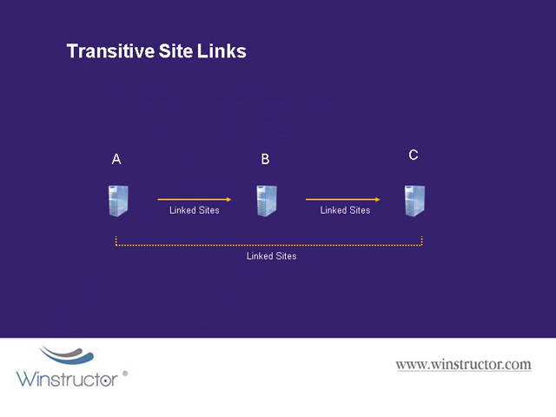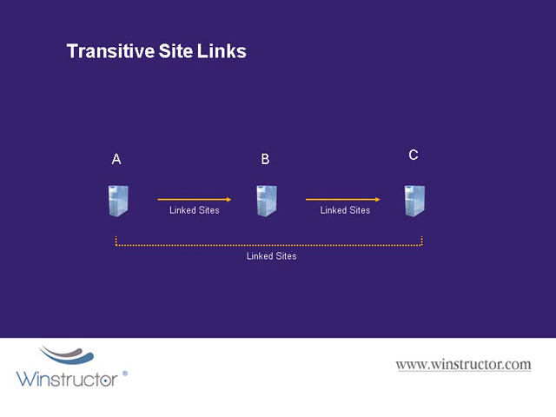Now, by default, all site links are transitive. This simply means that if Site A and Site B are linked sites, and Site B and Site C are also linked sites, then Site A and Site C are also transitively linked sites. You can disable transitivity, but disabling it will cause all site links to be affected, the result being that none of them will be transitive.